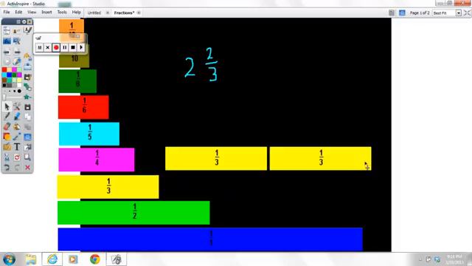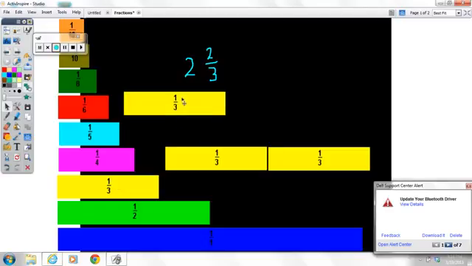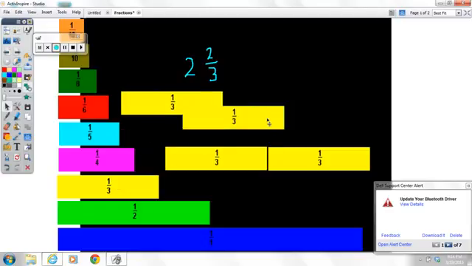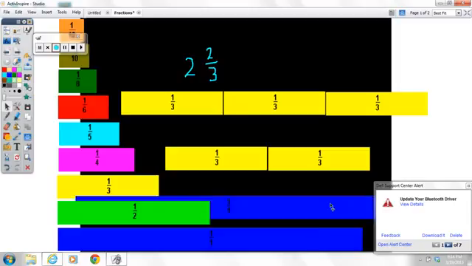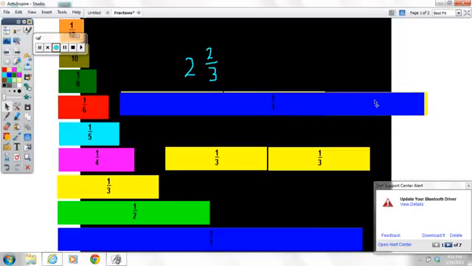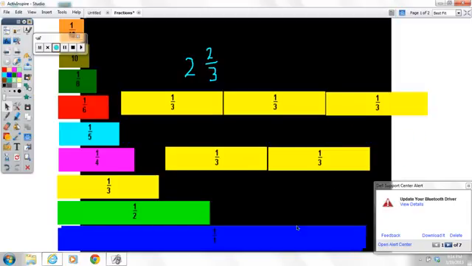Now, what I need to do is replace these 2 whole bars with thirds pieces. I ask myself, how many thirds are going to equal 2 full bars? Well, I know that 3/3 is going to give me 1 full bar, right? I could prove that with my whole bar piece. It's the same exact amount. 3/3 is 1 whole bar.